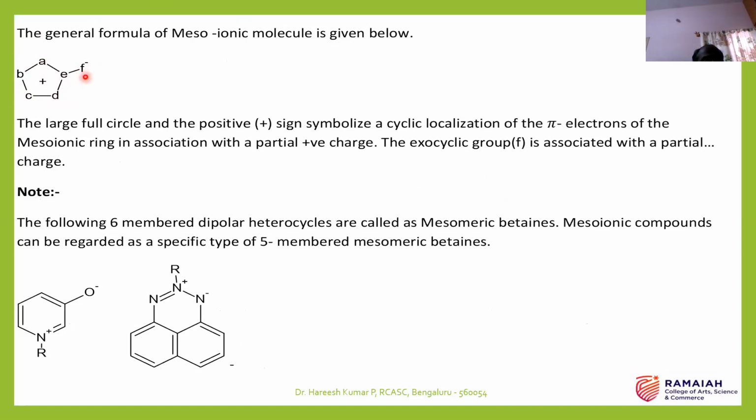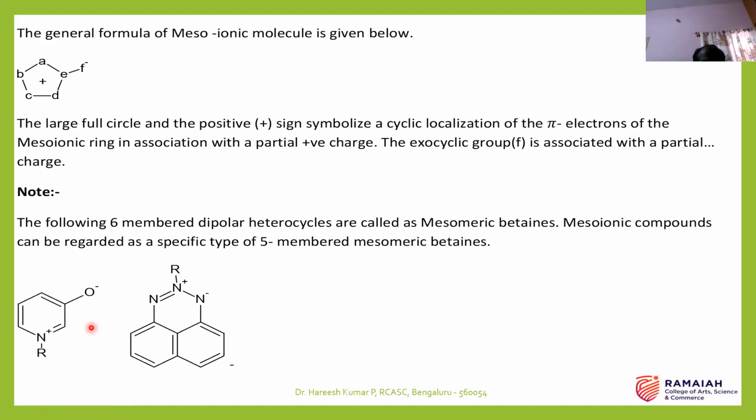Okay, the F has an anion part, and the 5-membered ring will have a positive part. So that's what you need to remember. This is the general molecular formula of a meso-ionic heterocycle. Suppose here I am taking two examples.